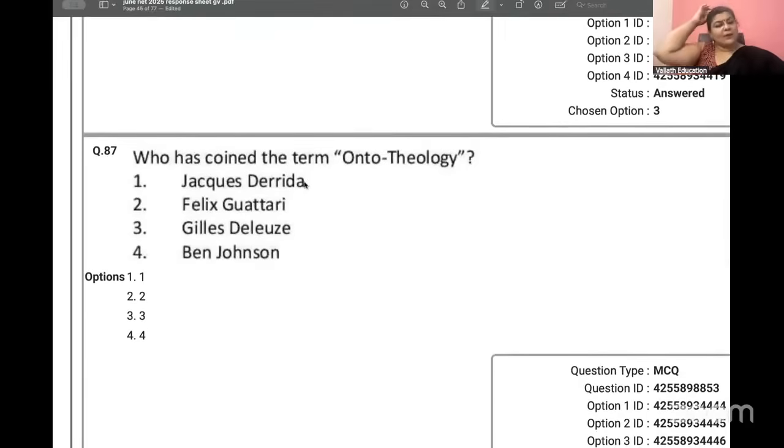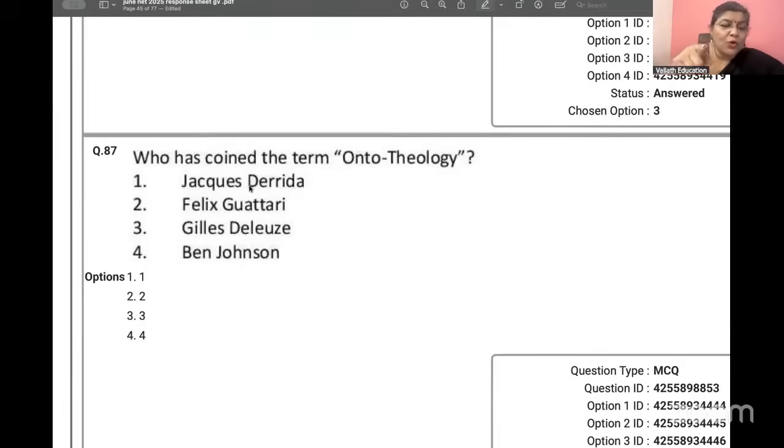Now, who coined the term ontotheology? Theology means religion. Onto means being, ontology, being and religion. Did Deleuze and Guattari write something about being and religion? No, they were psychoanalysts. They talked about post-structuralism and psychoanalysis. They talked about rhizome. They talked about schizophrenia, capitalism and schizophrenia.